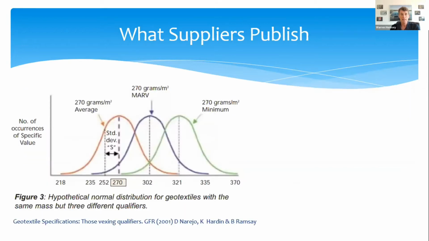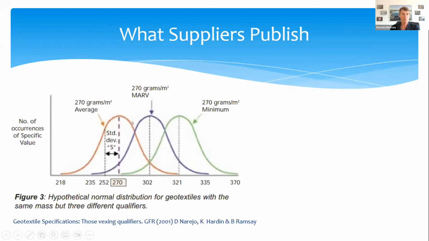And now, essentially, the manufacturers can publish anything. They can publish minimum values, MARV values, or typical values. And the industry runs on essentially mass. So the heavier the material, the more you're going to pay for it. So it's as simple as that. So if you have a look at these graphs, this hypothetical distribution of results, typically because the material varies, you're going to have some numbers that are low, the majority of the numbers in the middle zone, and then some numbers that are high values.